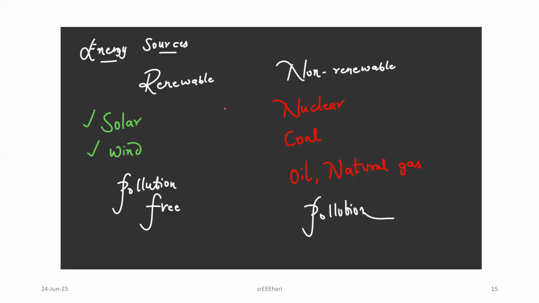Coming to the energy sources, we have renewable and non-renewable. Renewable means we have solar and wind. It's pollution free. Whereas non-renewable sources are exhaustible. After some days, we can't see these non-renewable sources: nuclear, coal, oil, natural gas. They create pollution.